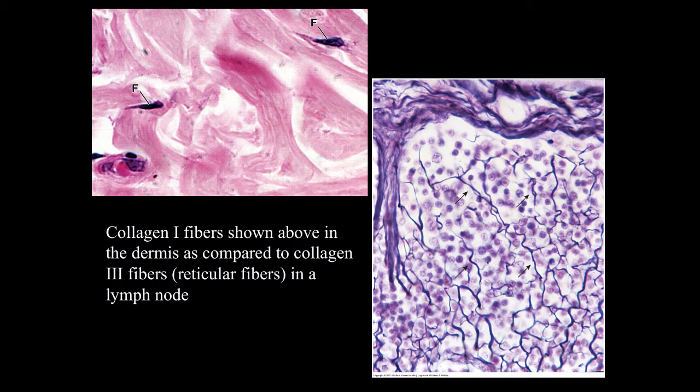The image on the top left shows collagen 1 fibers in the dermis of the skin. Notice how thick and dense they are compared to the thin collagen type 3 fibers, the so-called reticular fibers that you find in a lymph node. So here you can see the very thin reticular fibers making up the stromal network in the lymph node, and contrast that to these very thick collagen fibers in the dermis.